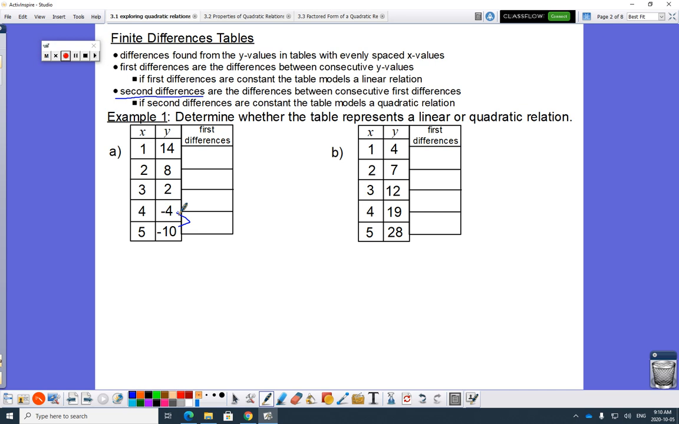Negative 10 minus negative 4 is negative 6. Negative 4 minus 2, negative 6. 2 minus 8, negative 6. 8 minus 14, negative 6. When you do first differences, similar to everything, just put it in your calculator, okay? If you don't want to guess, the sign matters, and you don't want to make an annoying math error, okay? So first differences are equal. That's linear.